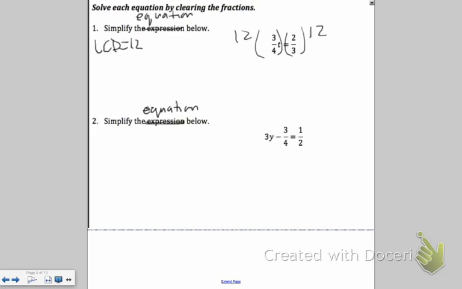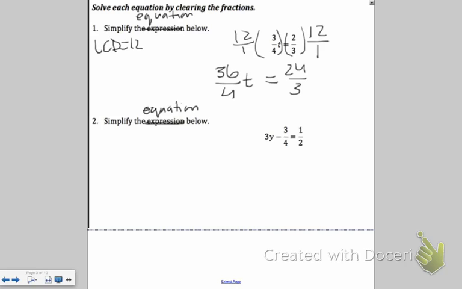So remember, when you're multiplying by a whole number with fractions, you do numerator times the numerator, denominator times denominator. So we have 12 times 3, which is 36, and 1 times 4, which is 4, and we have a t on the left-hand side. On the right-hand side, we have 2 times 12, which is 24, and 3 times 1, which is just 3.